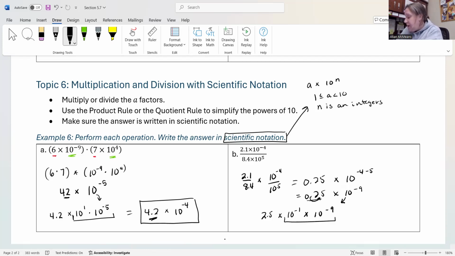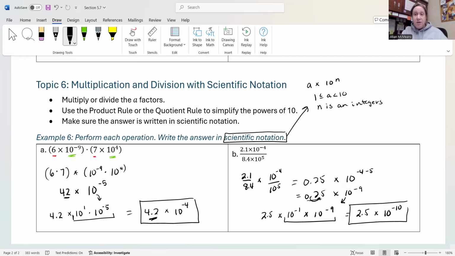And so what we do is we keep the a, which is just right. It's between 1 and 10. And then you combine the new powers of 10. We have 10 to the negative first times 10 to the negative 9. Well, we have the power rule. We're multiplying two things with the same base, so we keep the base and we add the exponents. So we get 2.5 times 10 to the negative 10 power.